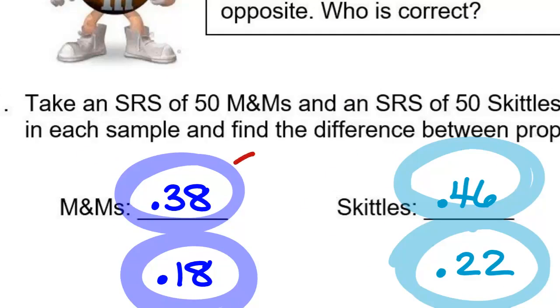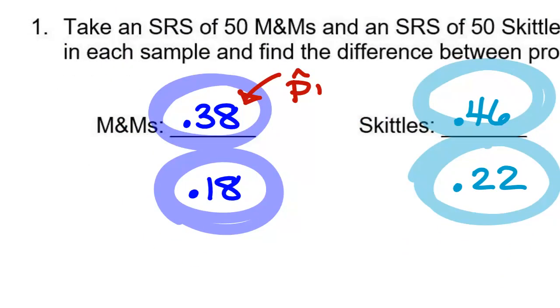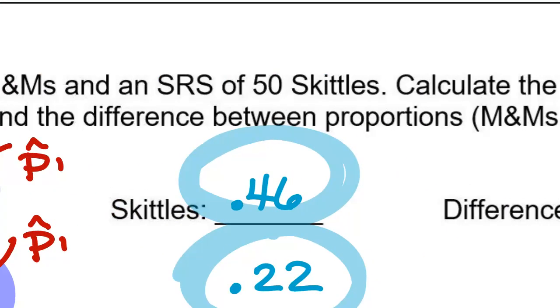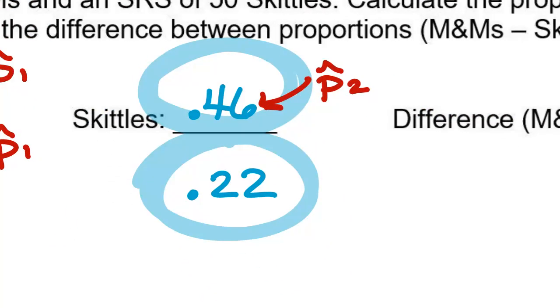So this right here is a p-hat 1. It's a sample proportion from population 1. This is also a p-hat 1. This came from our second population, so that's a p-hat 2. That's a sample proportion from the second population. This is a different p-hat 2.